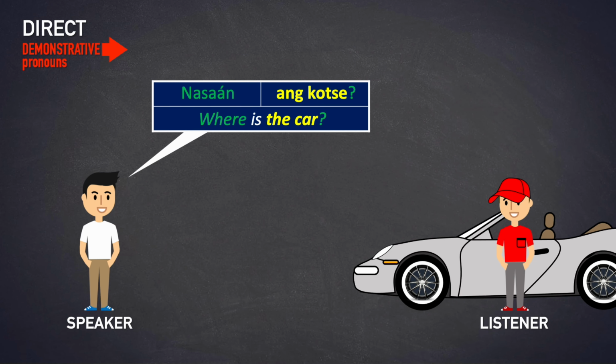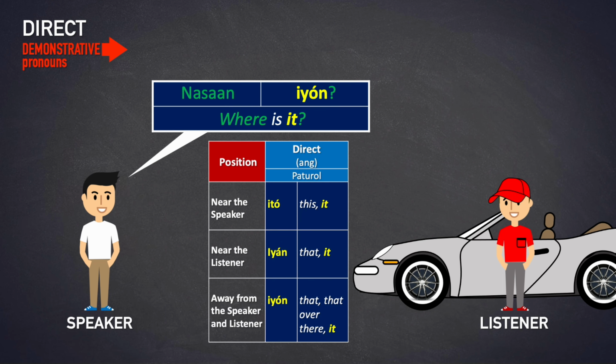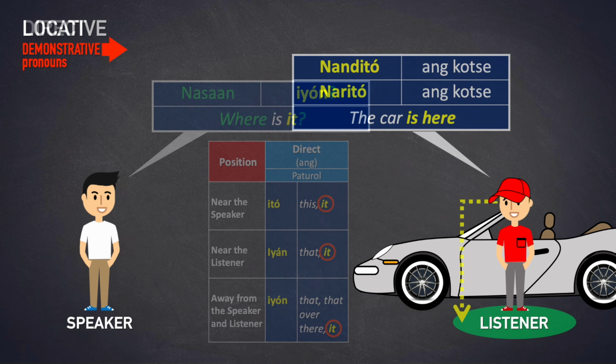Let's have some more simple sample sentences. Here goes. Nasaan ang kotse? Where is the car? Nasaan iyon? Where is it? Remember, the direct demonstrative pronouns ito, iyan, iyon, depending on the context, are also translated to English as it. Got it? Moving on.